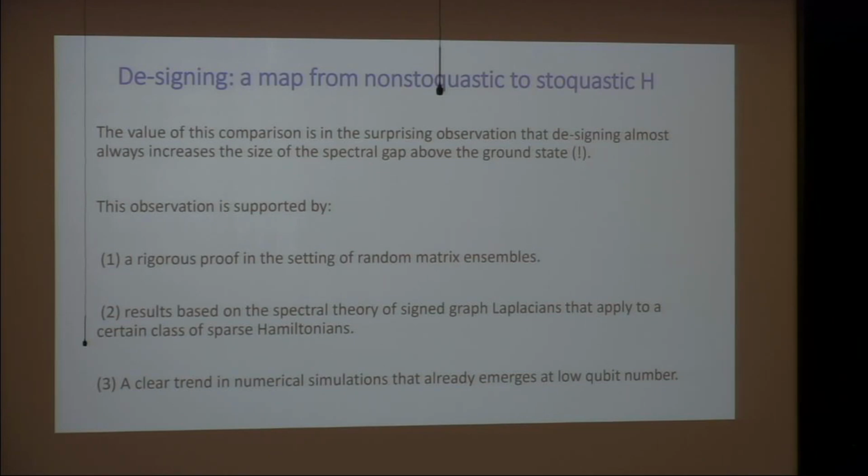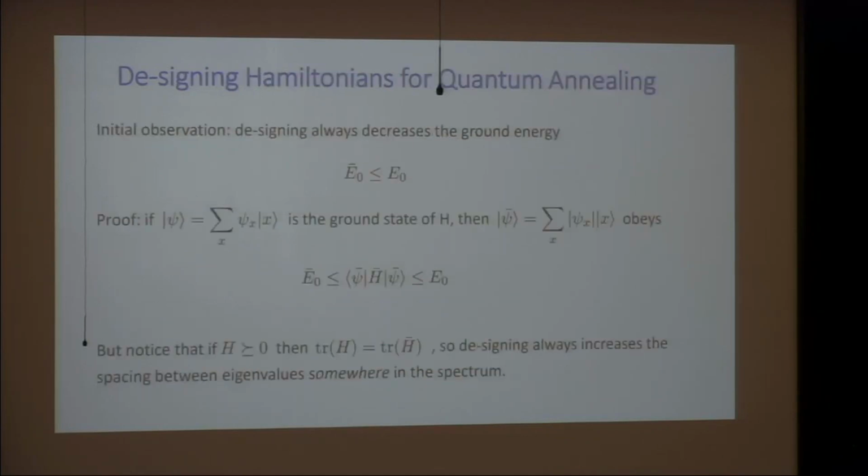So here is some supporting evidence for this. We have a rigorous proof in the setting of random matrix ensembles. And we also have results based on the spectral theory of signed graph Laplacians that apply to certain classes of sparse matrices. And finally, we observe a very clear trend in numerical simulations that already emerges at low bit number. So what I'll tell you about mainly is this proof in the setting of random matrix ensembles. But actually first, let's make some preliminary observations about this de-signing operation.